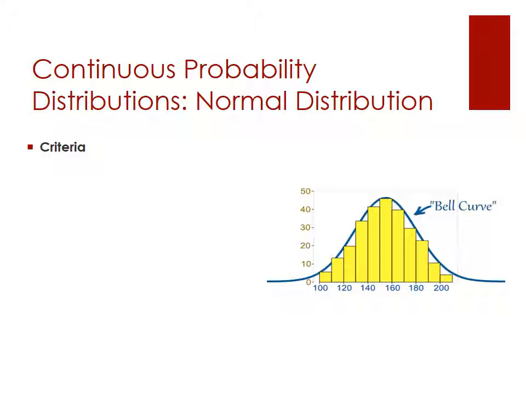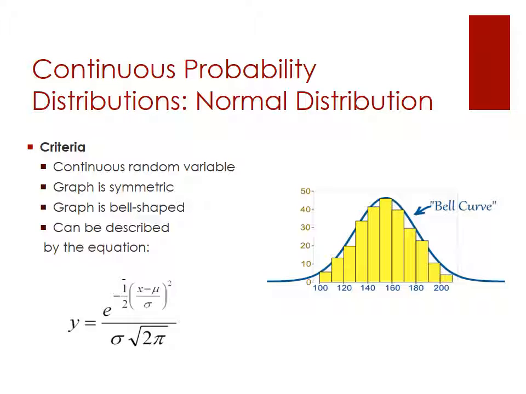So the criteria we check for a normal distribution are: it is a continuous random variable. Okay, again, that means it's something that's measurable. The graph is symmetric and bell-shaped, such as the one here on the right-hand side. Remember, symmetric means that the left and the right-hand side are the same, and it can be described by the equation at the bottom. We will not be working with the equation in this class, and we will be assuming that if the distribution meets the other criteria above, that it can be described by that equation. So we will not be working with that equation this semester.